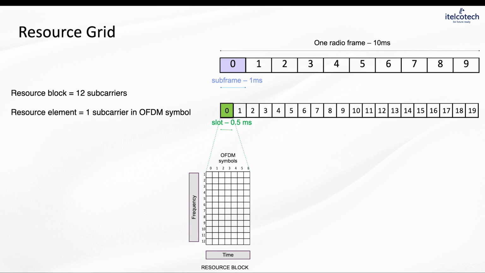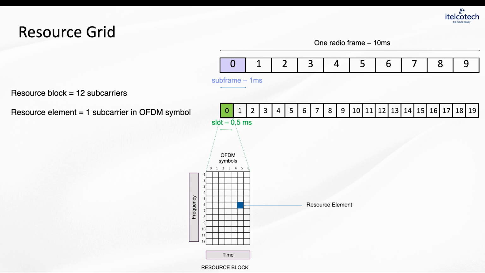If you see, these are the resource elements. Now, within 1 millisecond, we have around 12 subcarriers times 14 OFDM symbols, which is 168 resource elements per slot of 1 millisecond. But as we change the slot size, the number of resource elements will change accordingly.